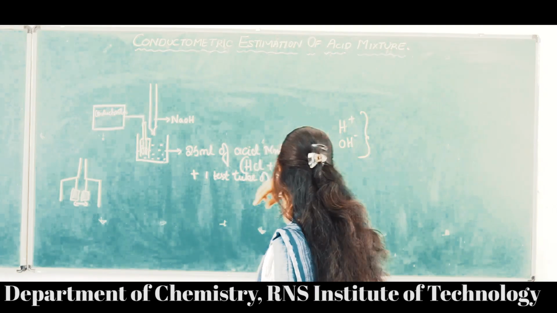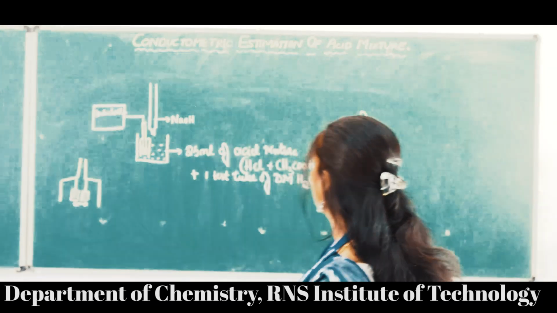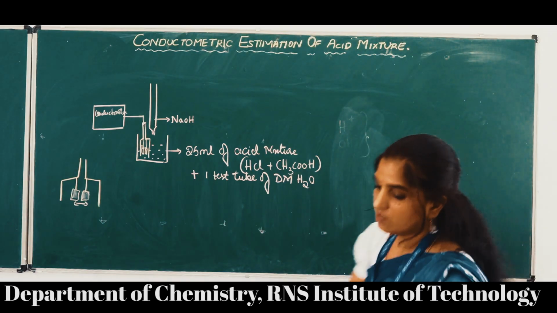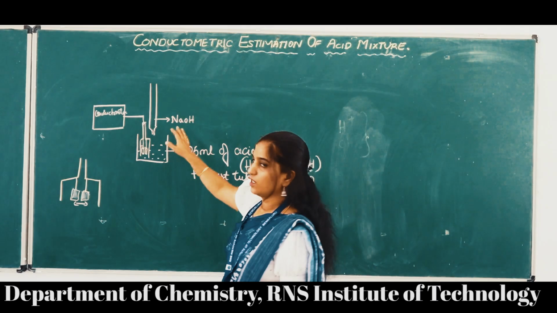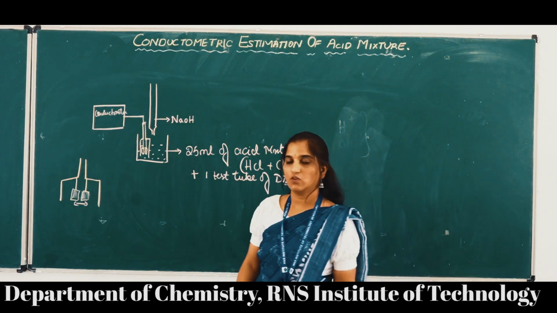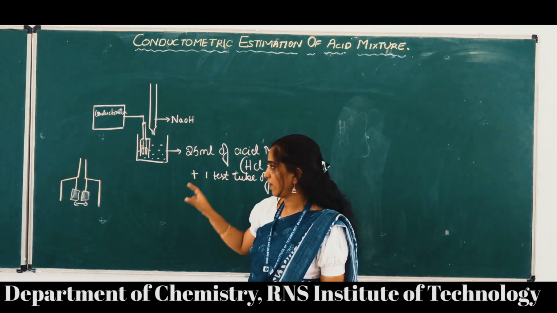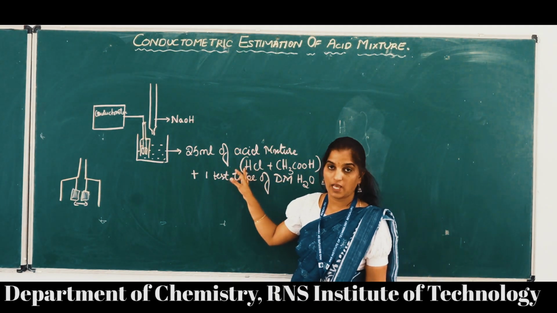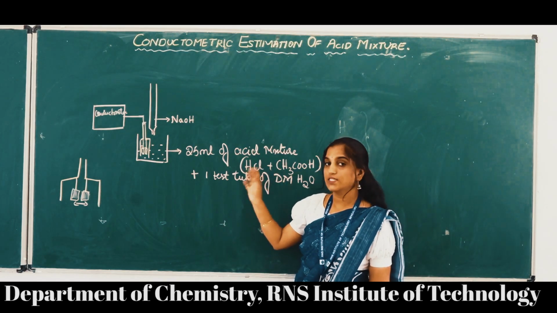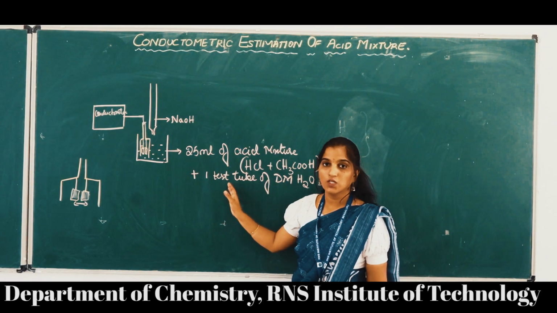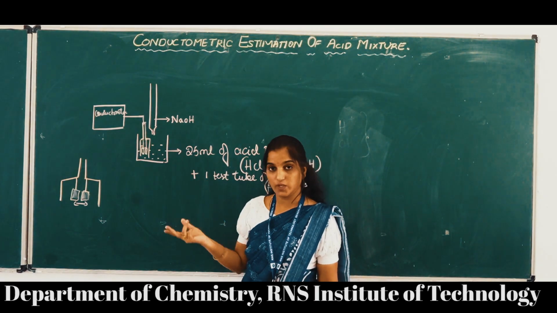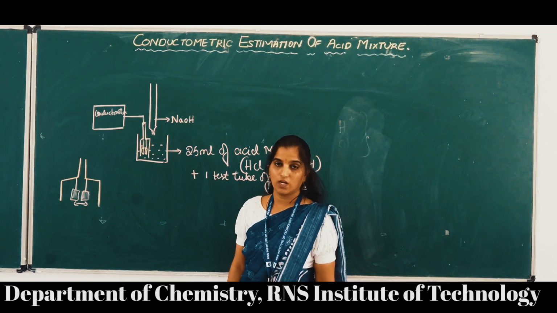So after the setup, we will start the titration, adding the titrant in increments of 0.5 ml. Before starting the experiment, you should keep in mind that there are two types of acid, a strong acid as well as a weak acid. Here it is an acid-base neutralization reaction, but there are two types of acid. Which acid will be neutralized first?